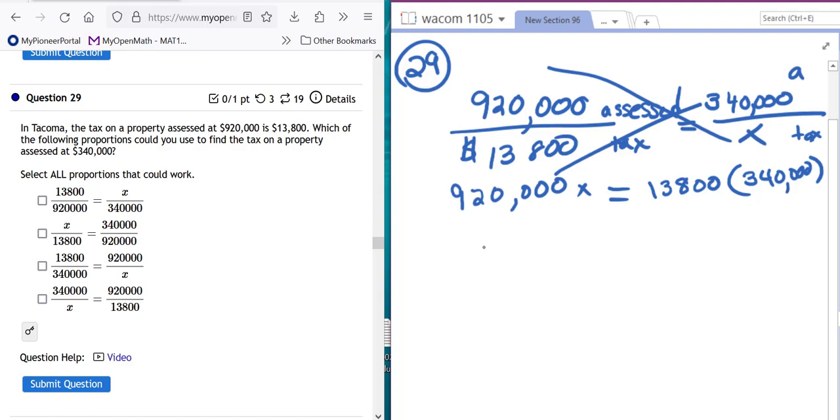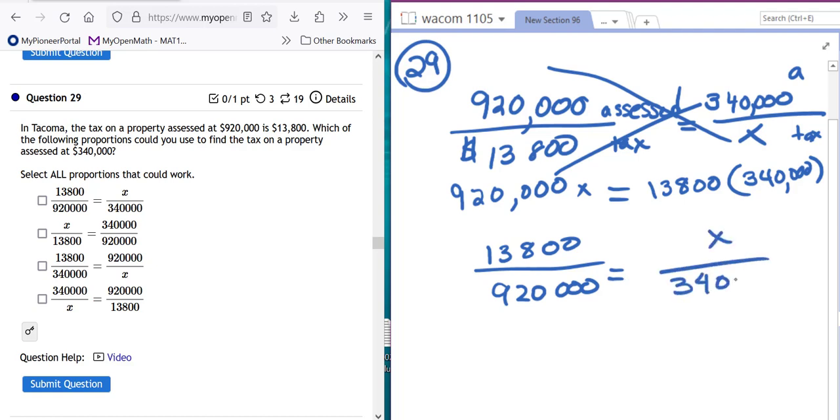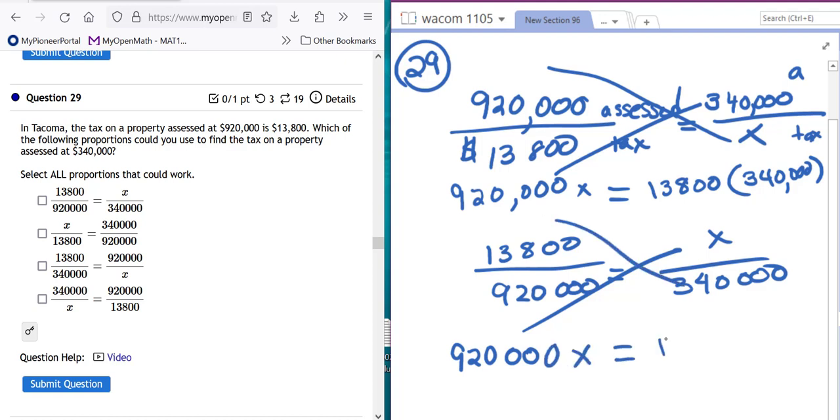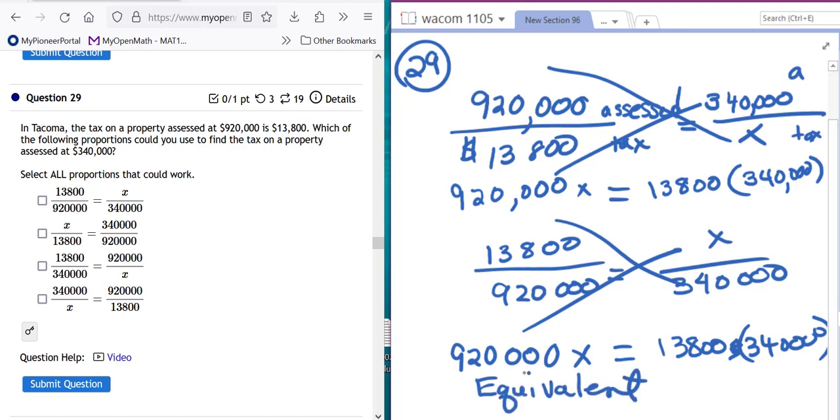If I had switched the order and I had this one, which is in the choice, it's just the number one choice there, it will give you the same equation, so it is equivalent. So it is going to be choice number 1.